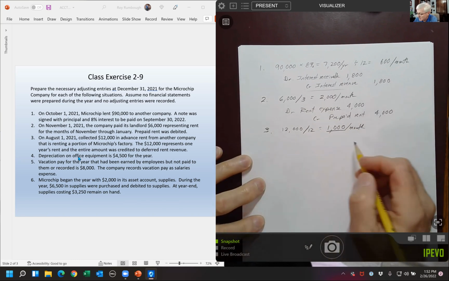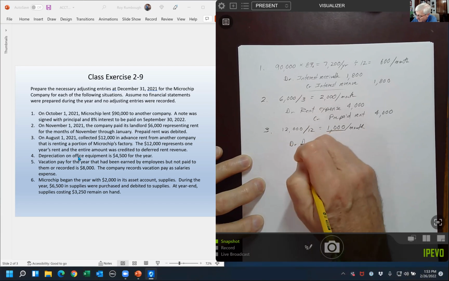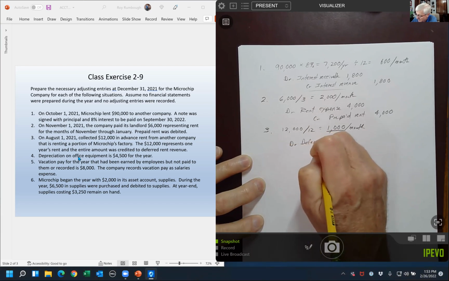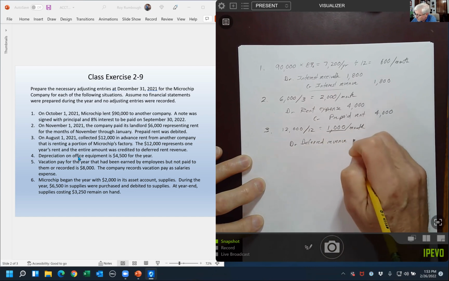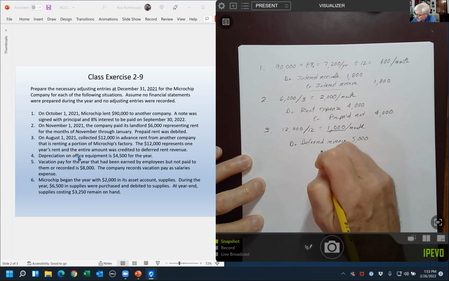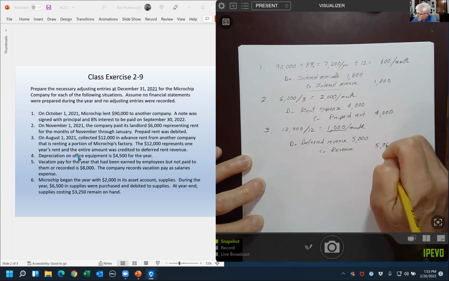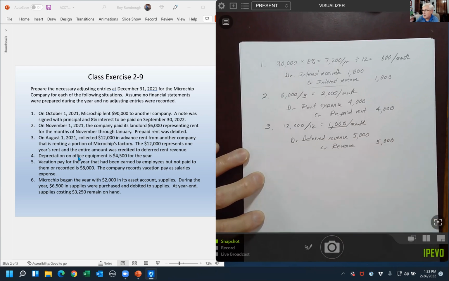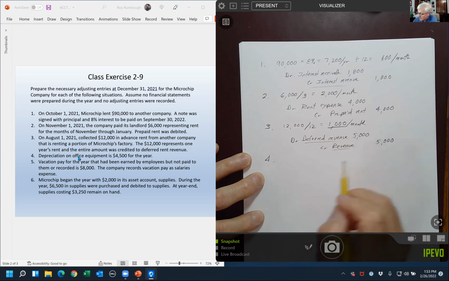So 5 times 1,000, I'm going to debit my deferred revenue for 5,000 and credit my revenue for 5,000. We call it rent revenue or whatever you want to call it. I'm not going to give you a hard time as long as you get the deferred part and actual revenue right. Number 4, easy now, harder later when we calculate depreciation.